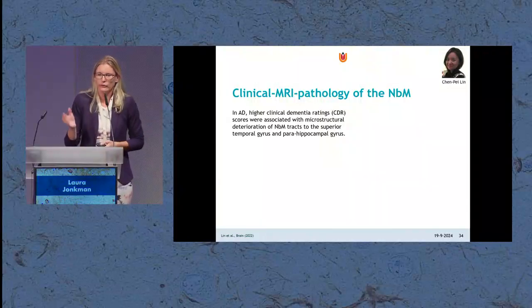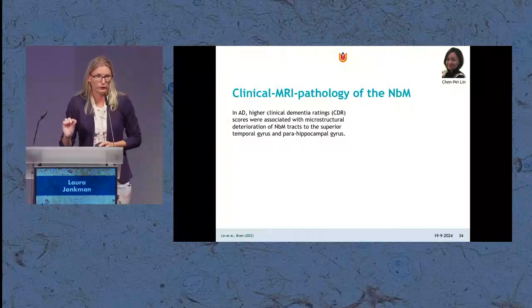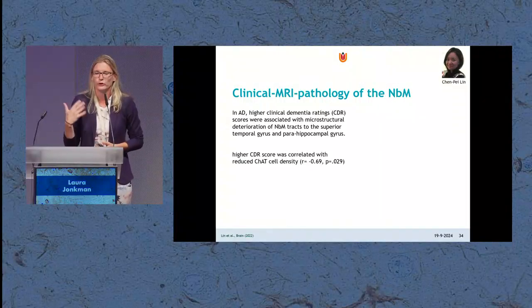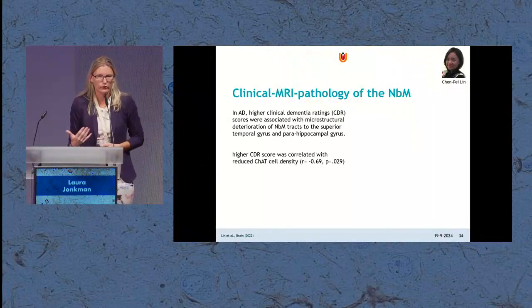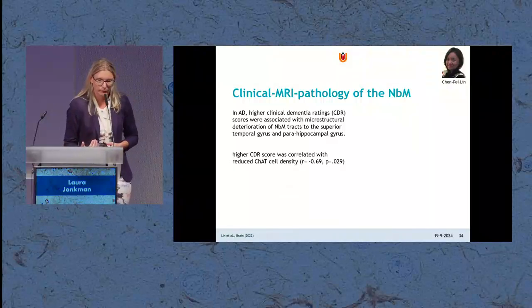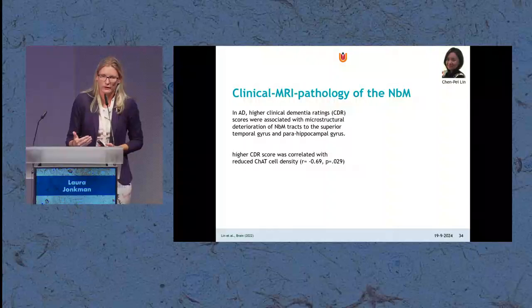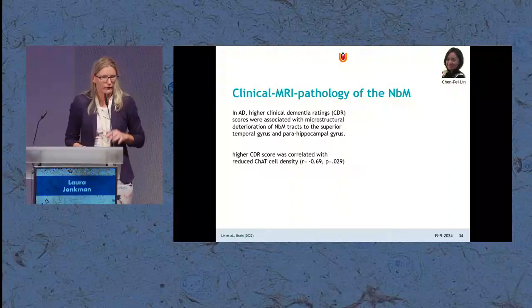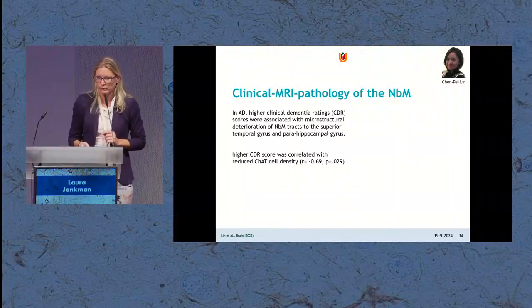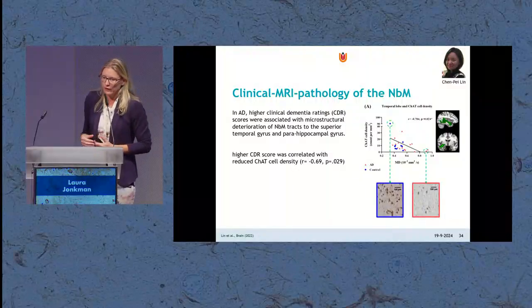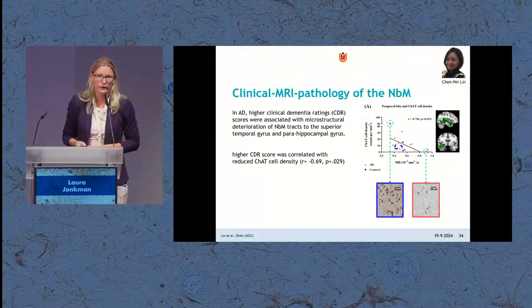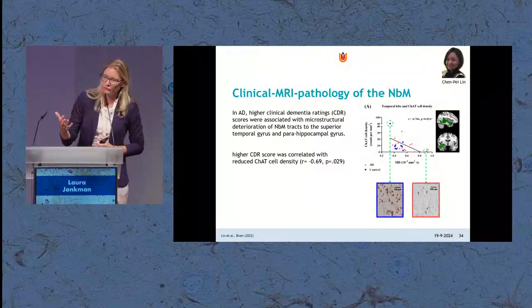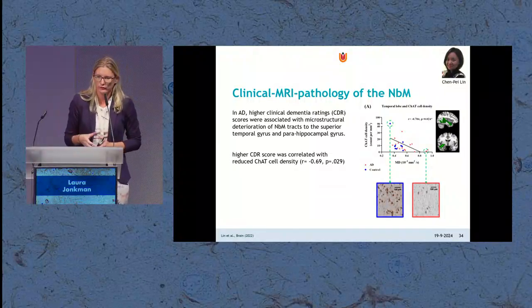Yes, we did. So then from clinical to pathology, which is also more of a validation, we did see that higher CDR scores, so more dementia, were correlated with a reduced ChAT cholinergic cell density within the NBM, also validating what's known before. But what our research can actually add is in between, the MRI and pathology, and that's what we did. And here we actually see an example in which a decrease in ChAT and cholinergic cell density is related to an increase in mean diffusivity, meaning microstructural deterioration.